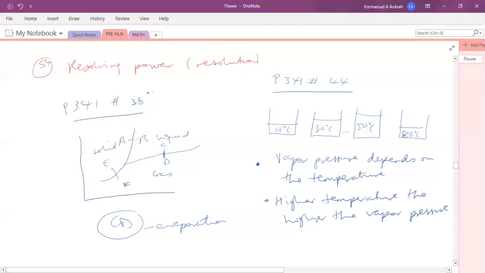So here, the answer is D. So the one that is 80 degrees Celsius is the one that will have a higher pressure. A, B, C, D. Higher. Right.